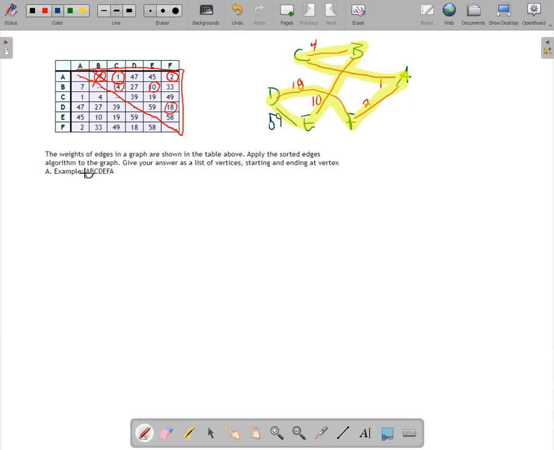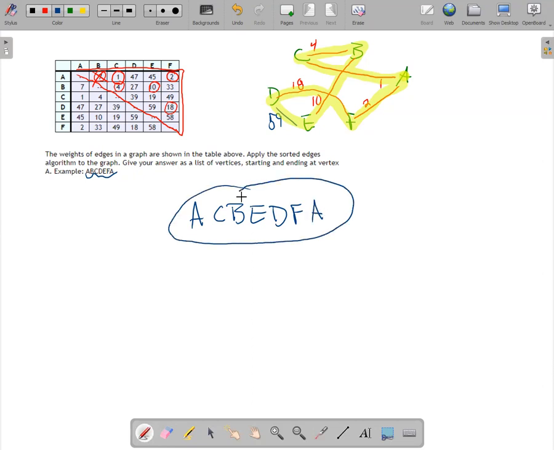So I'm asked to state my answer starting with A. And so there's 2 ways to answer that depending on the direction that you go around. So I'm going to answer it the way I wrote here when I did my check. I went from A to C to B to E to D, F, and then back to A. So that would be my answer here for the sorted edges algorithm, optimal Hamiltonian circuit.